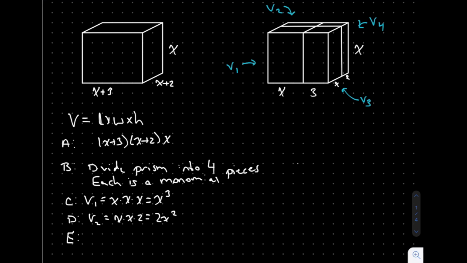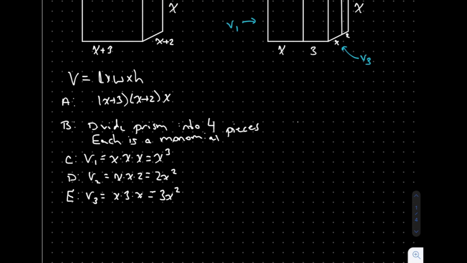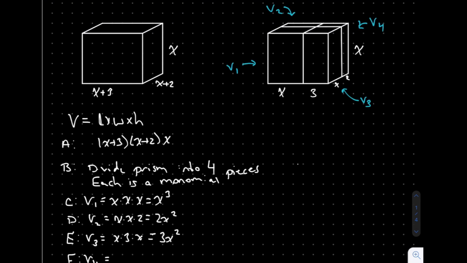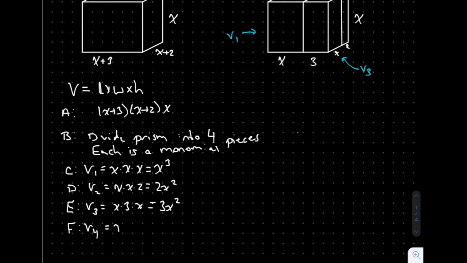Continuing down the line, let's find the volume of V3. V3 is a 3 by x rectangular prism. So its volume is 3x squared. And finally, I want to find the volume of V4. Its dimensions are x by 3 by 2. Which gives it a volume of 6x.